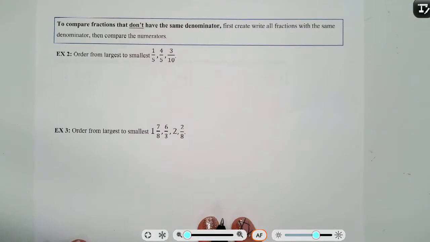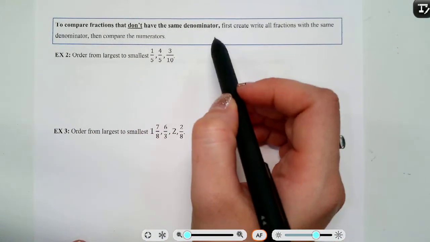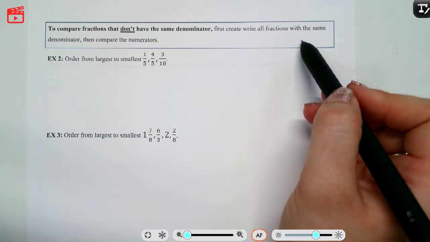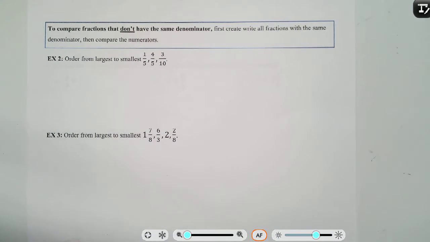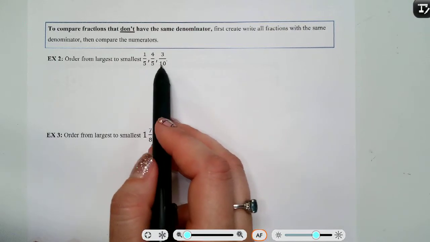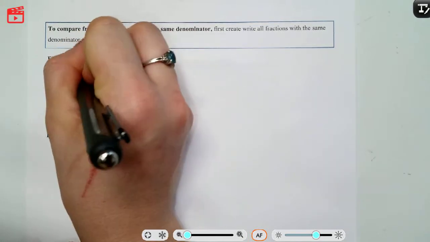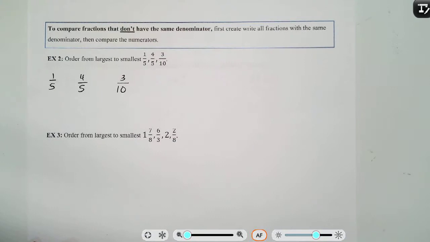Okay, so to compare fractions that don't have the same denominator, we first need to create fractions with the same denominator. Then compare the numerators. Aha! We have just kind of did that. So here's our three fractions: a fifth, 4/5, and 3/10. I want to give them all the same denominator. So what would the common denominator of these be?